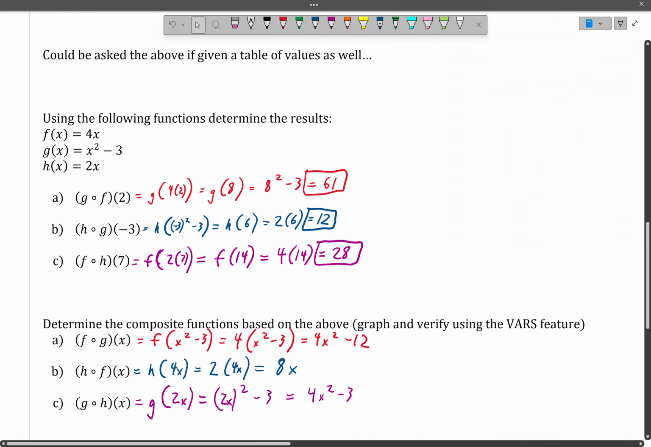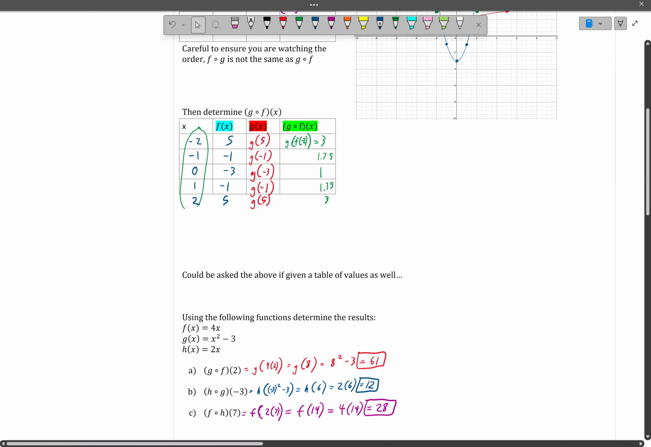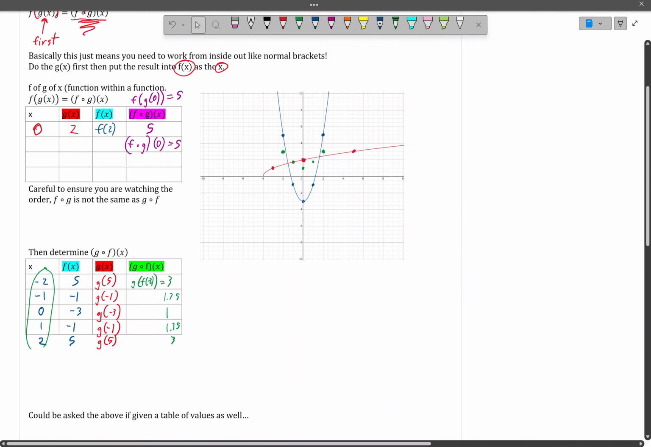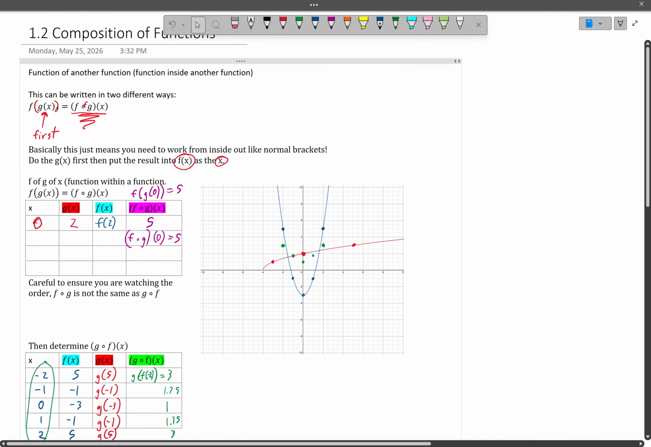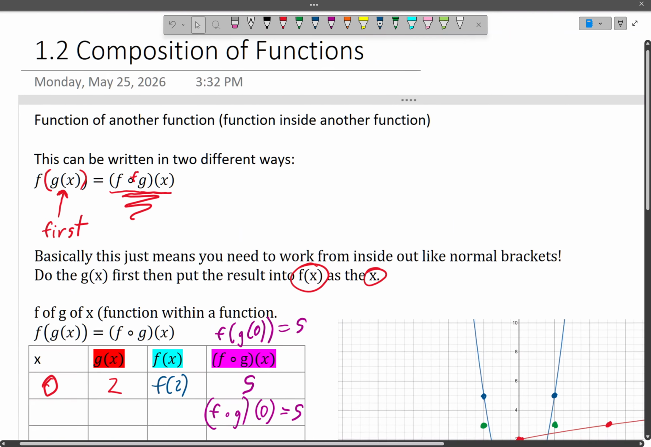All right, I hope this video helped you better understand the idea of a function within a function, these ideas of composite functions, and good luck.